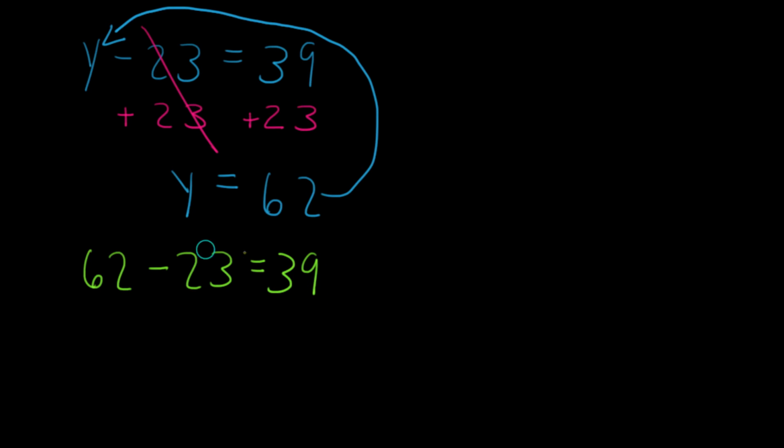I want to be real clear there. I'm not saying 62 minus 23 is equal to 39 yet. I still have to check my work. I've got to find out what 62 minus 23 is. So I'm going to actually calculate that over here.